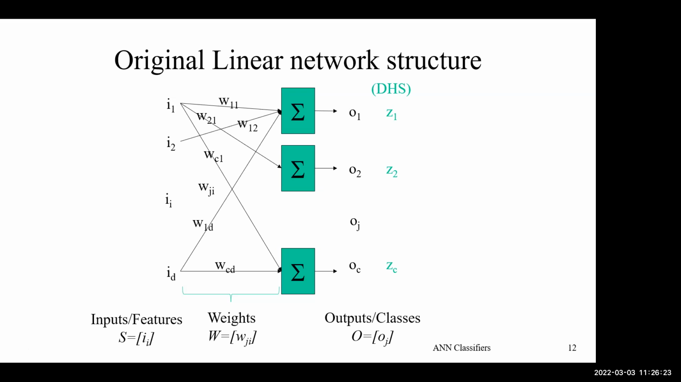And if it is fully connected, how many weights are there going to be? C times D. So let's consider your project. How many features do you have? How many outputs, how many classes do you have? 10. How many weights would you have if you had just a single layer? 80. Okay, simple math.